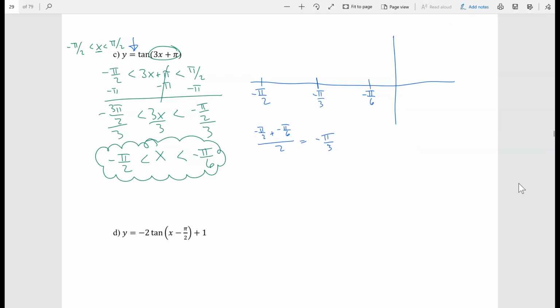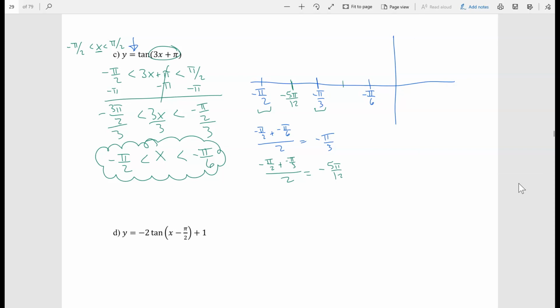Now we're going to take this negative pi over 3 and add it to this negative pi over 2, and divide by 2. That's going to give me negative 5 pi over 12. So right here is negative 5 pi over 12.